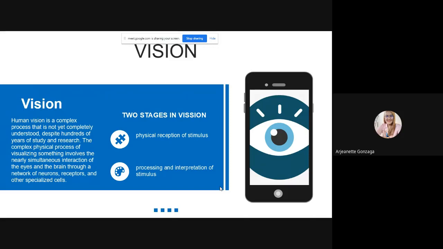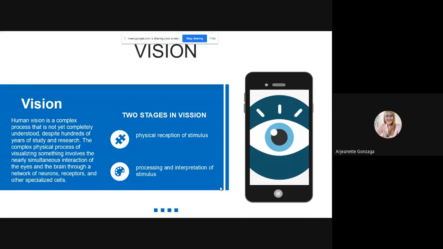Meron akong naging classmate na color blinded siya. Iba yung tingin niya sa color orange, iba yung tingin niya sa color yellow. Basta dun sa mga bright colors, iba yung tingin niya. Kaya nung nag-design kami, sobrang, bakit ganun yung color? Color blinded pala siya, hindi niya alam.